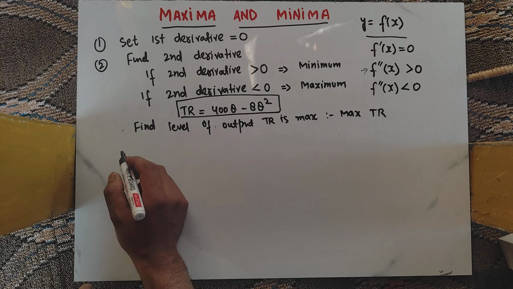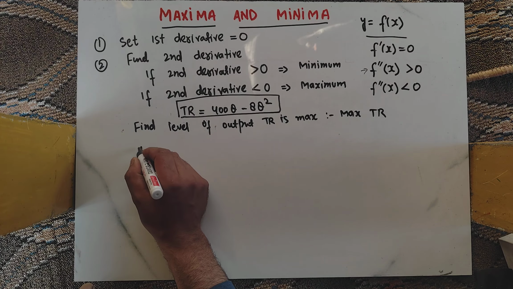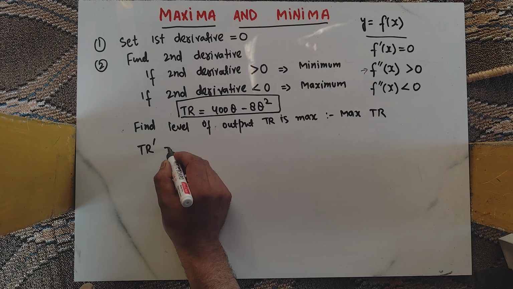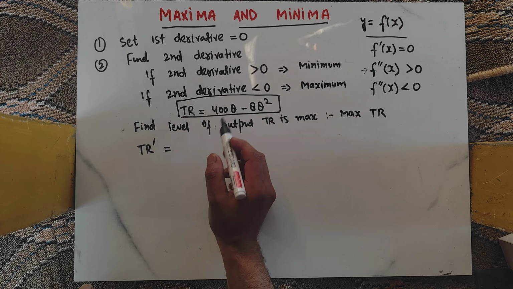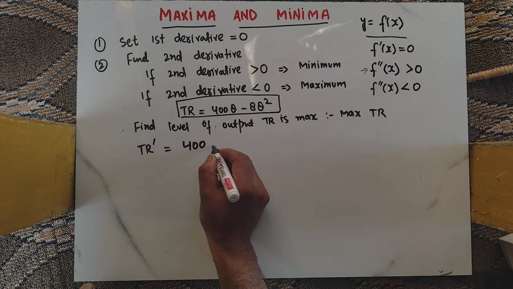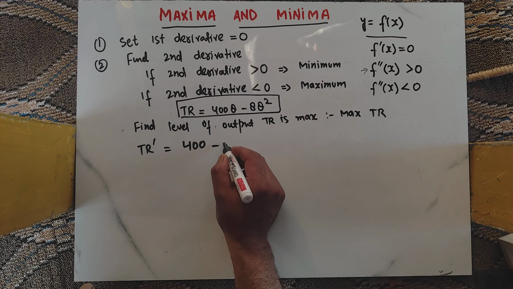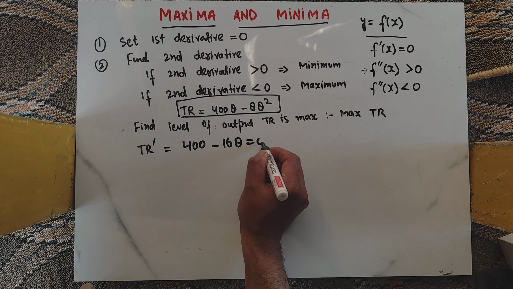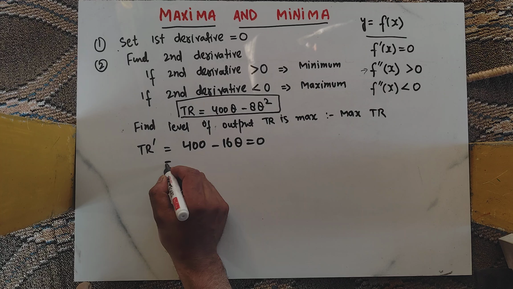So the first step is we take the first derivative of this function. Let us say TR prime is the derivative of this function with respect to q, which is the first derivative. The derivative of 400q is 400, minus the derivative of 8q square, which is 2 into 8 is 16q, and we set it equal to 0.